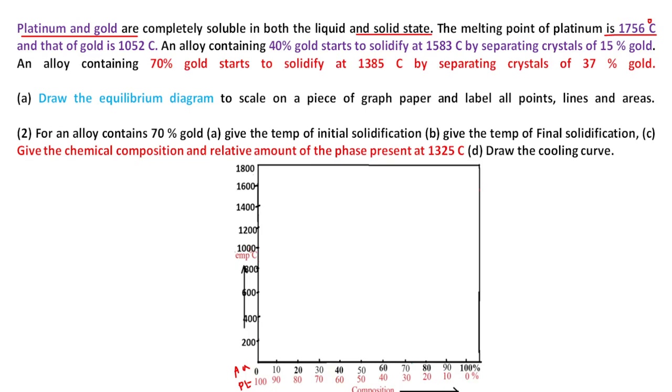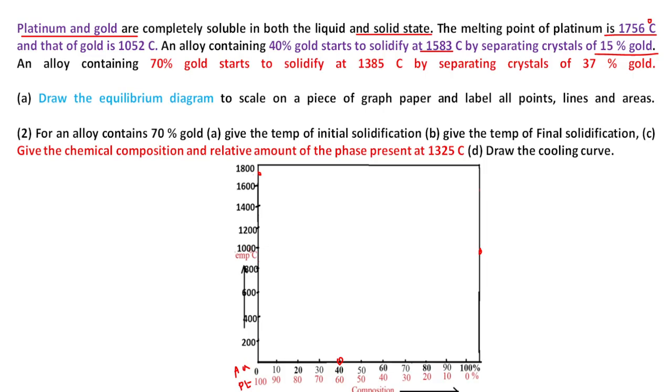First mark the point 1756, almost near this point. Gold is 1052, so 100% gold is on the right side. This is the melting point of gold. An alloy containing 40% of gold starts to solidify at 1583, separating crystals of 50% gold.